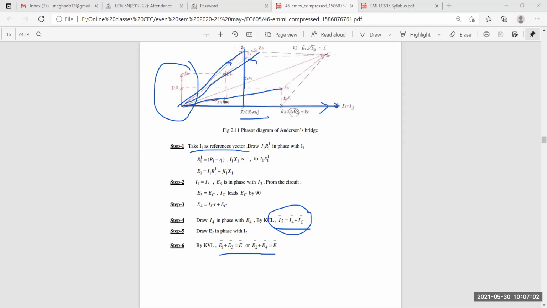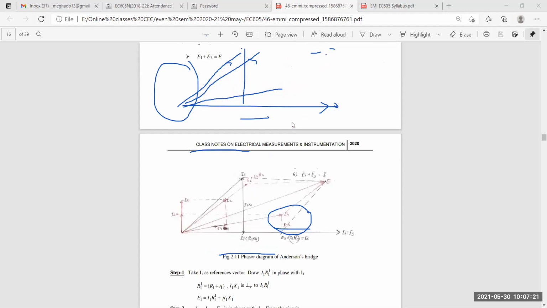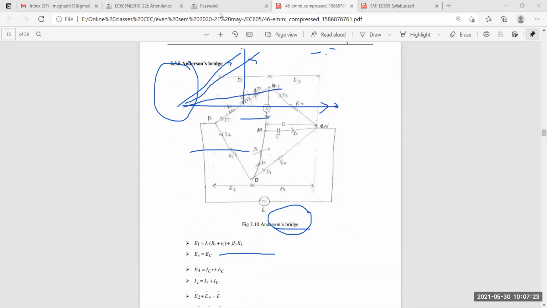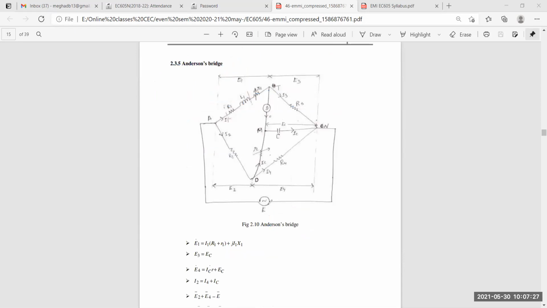E1 plus E3 is equal to E. Or you can say E2 plus E4 is equal to E. That means this is completely by applying KVL. So if you apply KVL, this is the process how you can draw this phasor diagram. Otherwise, you can check out the circuit diagram that you will draw, and you can draw it.